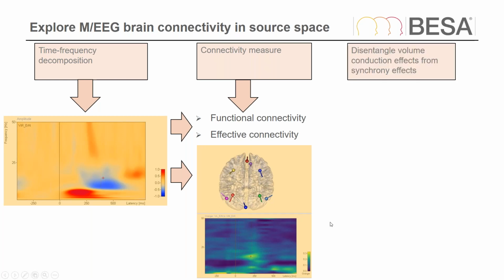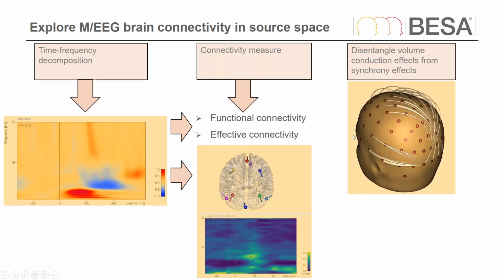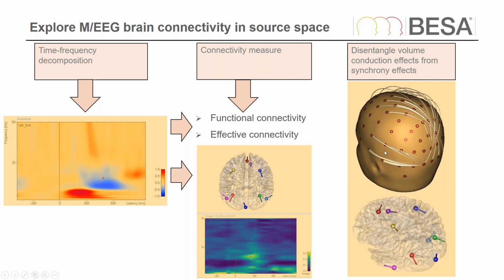Talking about channels, another ingredient that's highly useful in this analysis pipeline is a disentangling of volume conduction effects from the actual synchrony effects that we are interested in. This can mean moving from connectivity on the surface, for example, on the sensor level, like in this example, to connectivity on the source level. And this is what we're going to look into more now.